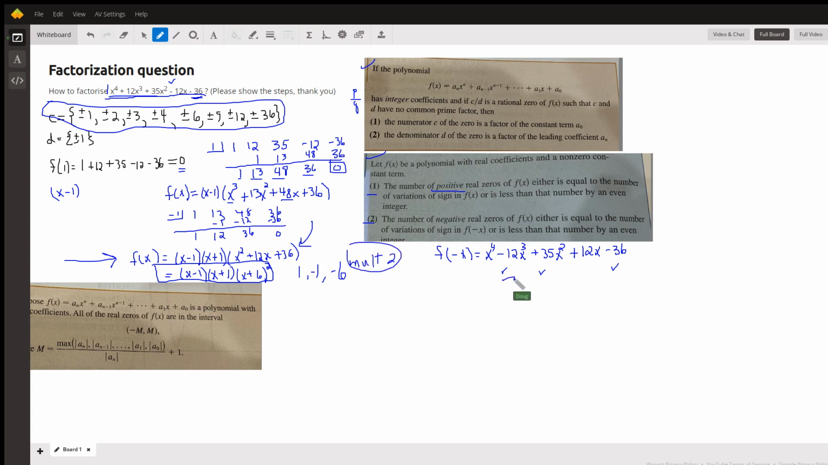And that matches what we had here, 3 negative roots. There you go. Hope that helped. If you have any questions, post a comment.